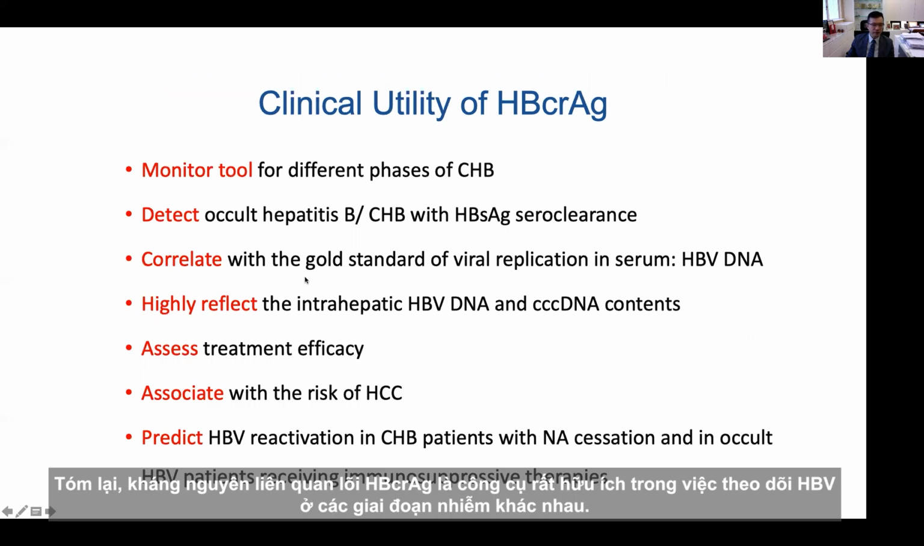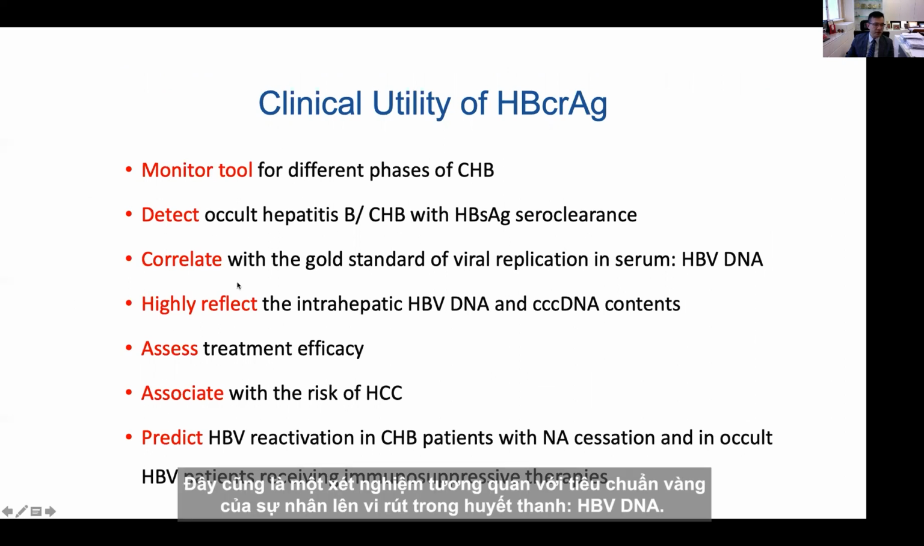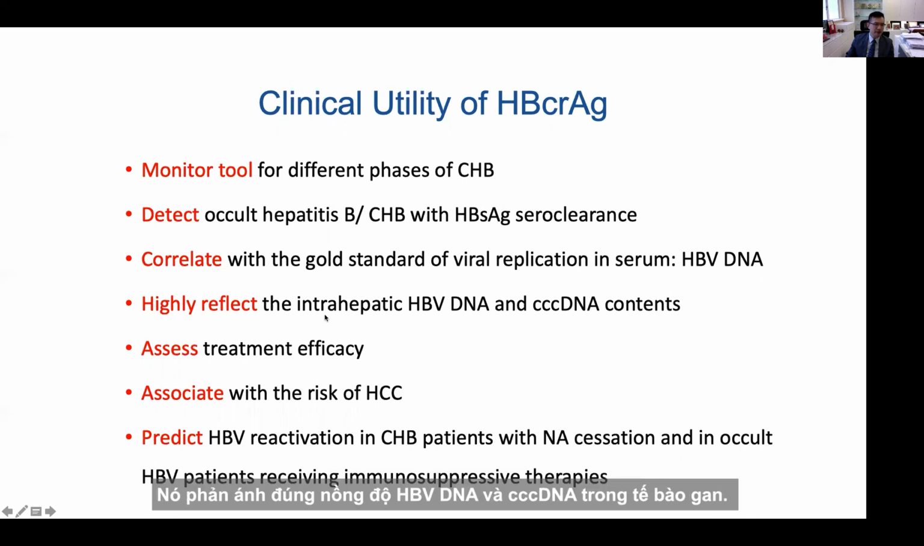So in summary, core-related antigen is a useful monitoring tool for different phases of HBV infection. It can detect occult hepatitis B or chronic hepatitis B with surface antigen serum clearance. It correlates with the gold standard of viral replication in the serum, that is the HBV DNA. It highly reflects the intrahepatic HBV DNA and cccDNA contents.